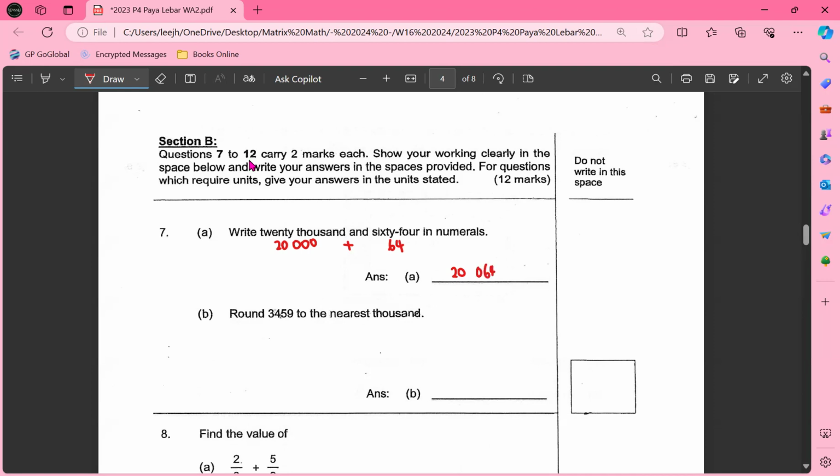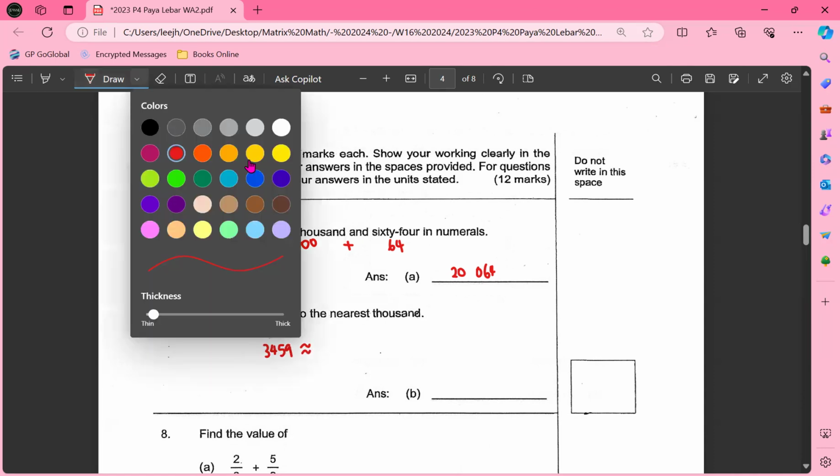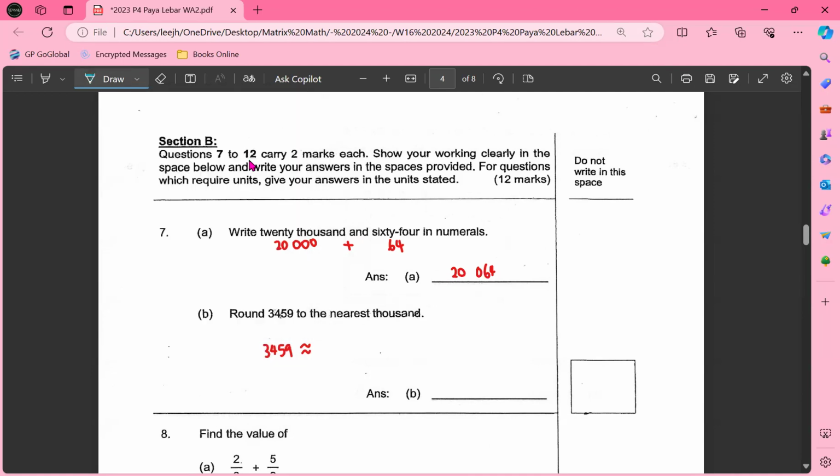Question B, round 3,459 to the nearest thousand. So 3,459. Round to the nearest thousand, we look at the hundreds place. So hundreds place is number 4. So by now you should know how should we round up or remain? It depends on the digit on the right hand side.